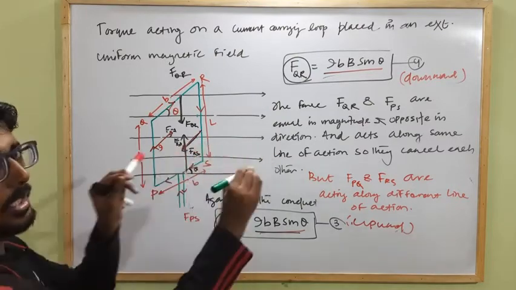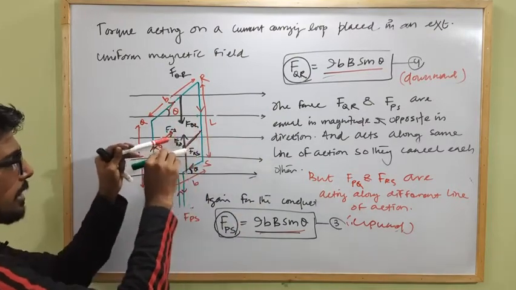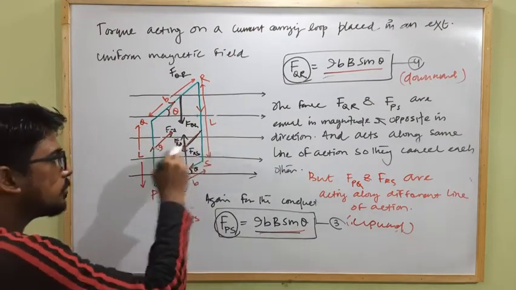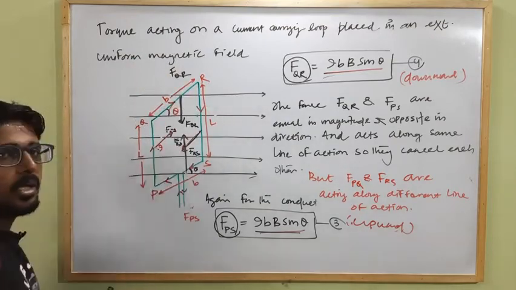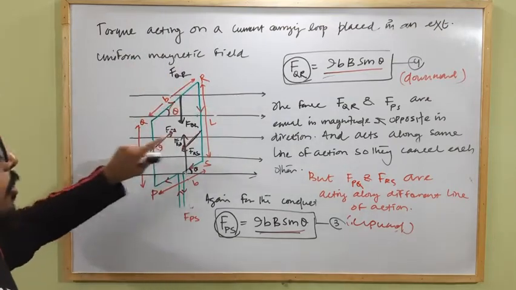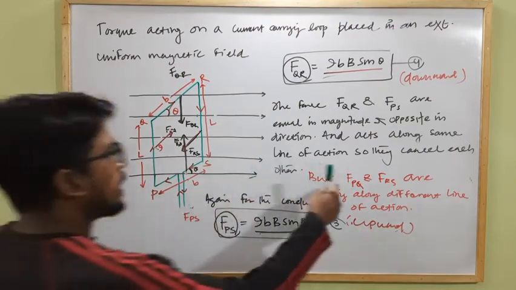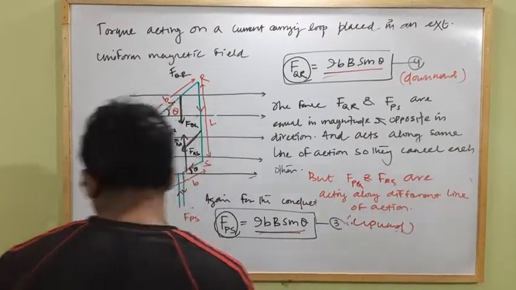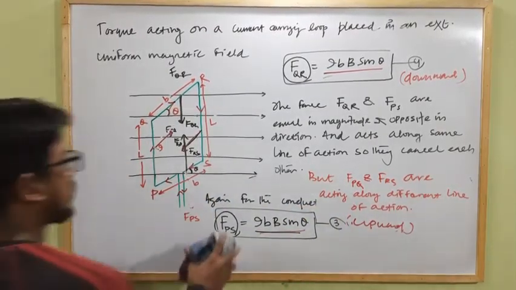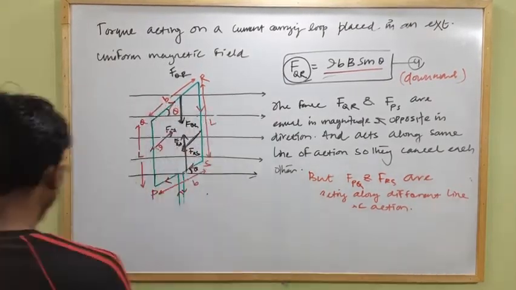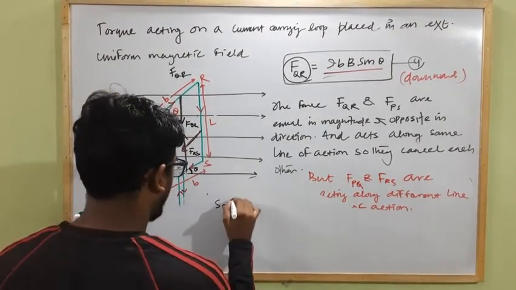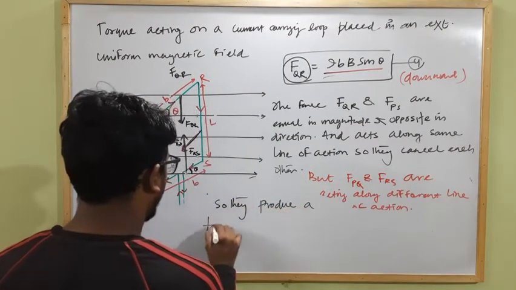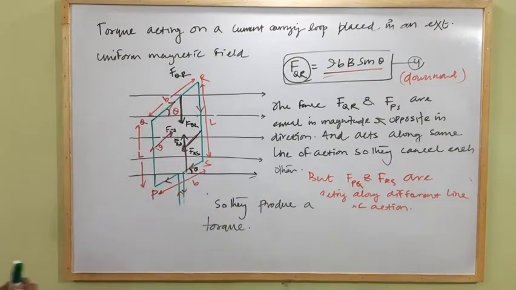So they will constitute a torque. Due to these two forces, one is acting like this and another one is acting like this, so they will not cancel each other. They will constitute a couple, due to which there will be a turning effect, or a torque is produced on the current carrying loop. Clear? PQ and RS are acting along different lines of action, so they produce a torque. They will not cancel each other.